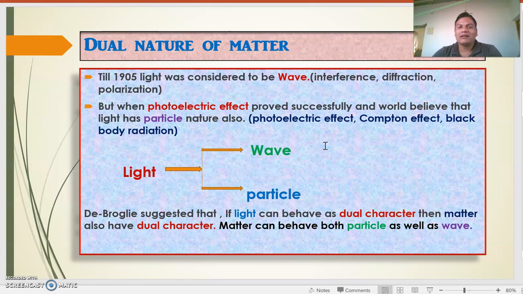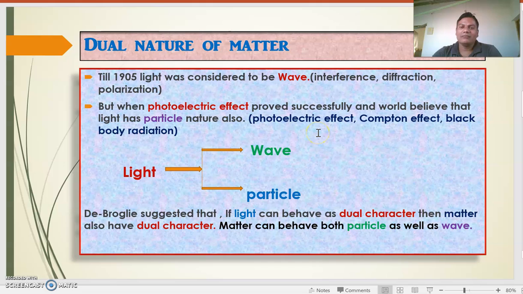Photo means light, electric means electricity is there. Now what is this effect? When photons fall on the surface of a metal, at that time electrons get ejected from that metal surface. So that is the photoelectric effect. You can revise it. This effect totally proves that light also has another nature, and that is the particle nature. Photoelectrons are emitting, that is nothing but particles.